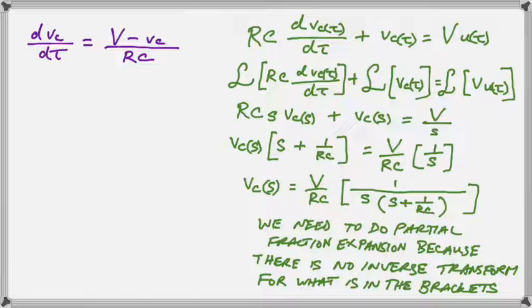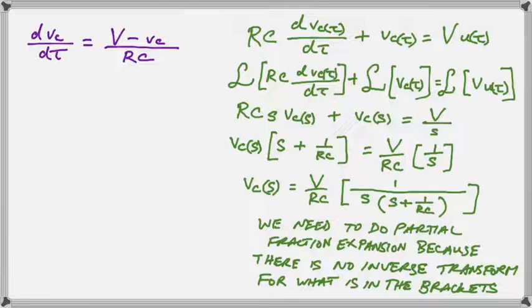But now the brackets contain an expression in S that we cannot find in our table. So what we need to do now is a partial fraction expansion in order to simplify it so that we can look up the terms in our table. We will return to that in a minute.